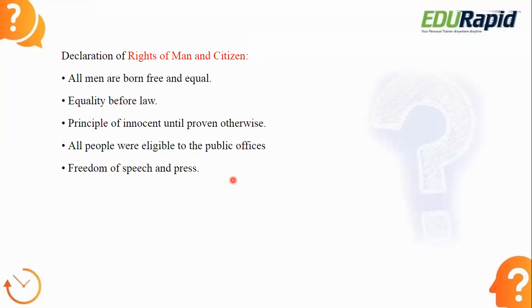And before that we need to know about some important thinkers in France. Their names are in the slides. If you want, you can write them down. John Locke is one of the famous philosophers. He gave the philosophy of life, liberty, and property, that is private property.